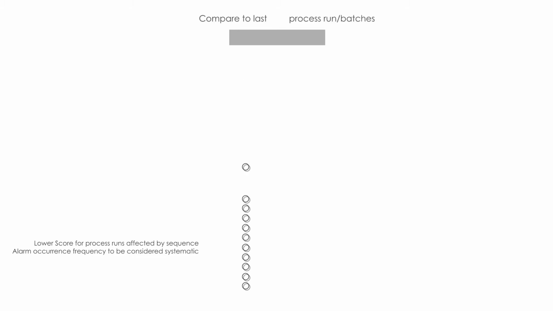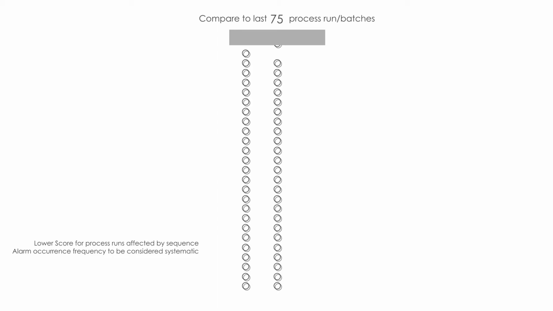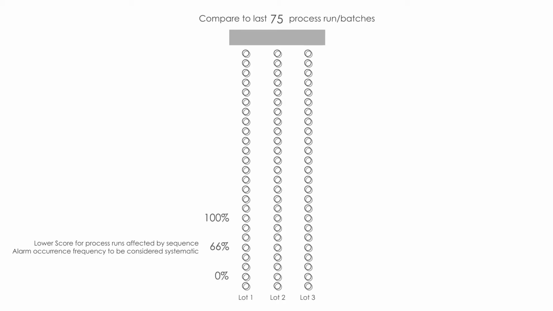Take the number you set in compared to last n into account when you enter the option. For example, if you entered 75 in compared to last n, you have 3 wafers of the same sequence. So you can enter 0%, 66%, or 100%.